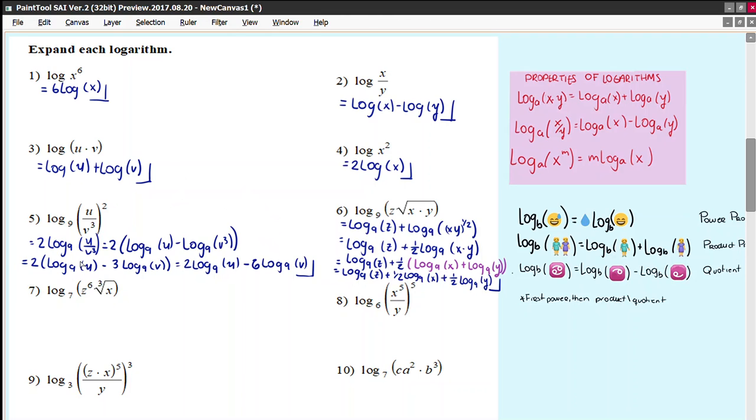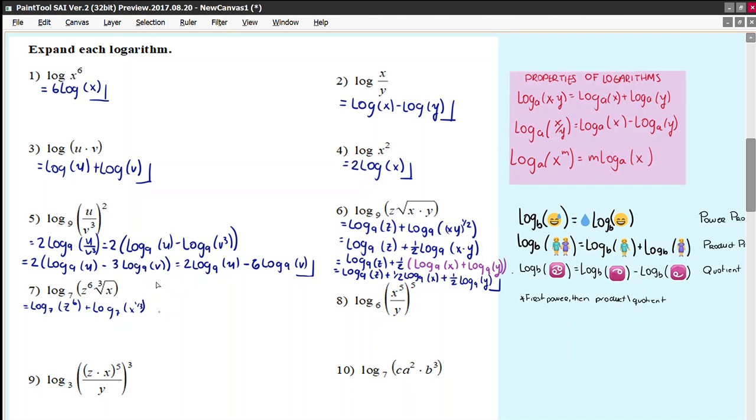Next exercise. In this exercise, again, notice the first thing you have is two things that are multiplying each other. So I'm going to apply the product property to expand it. So this is logarithm base 7 of z to the power of 6 plus logarithm base 7 of x to the power of 1/3. Why 1/3?